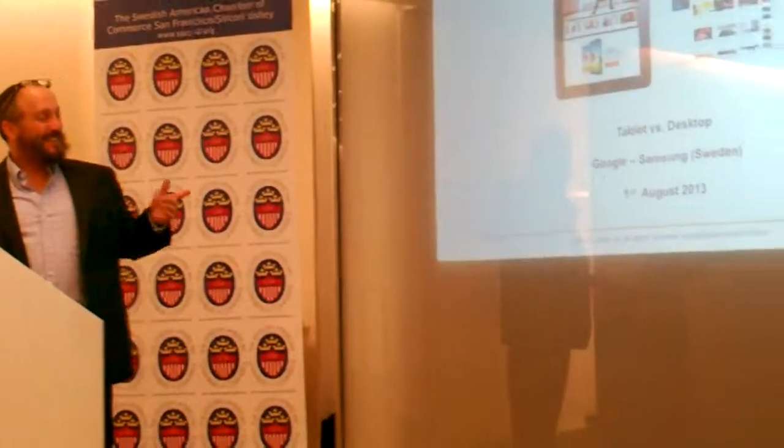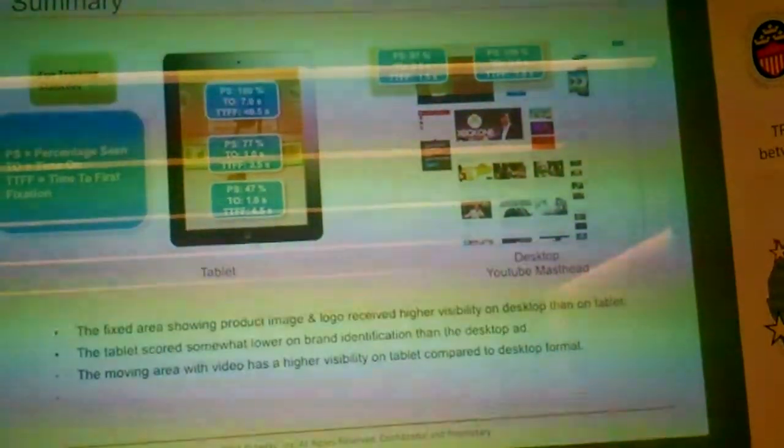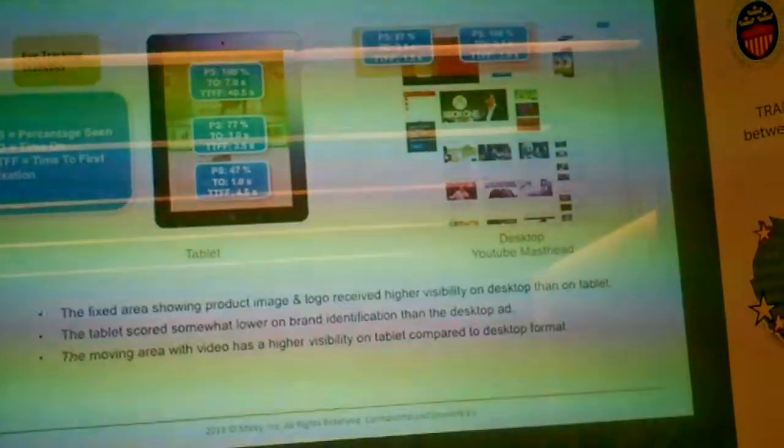Yeah, that's funny. And this is just a comparison. You can see that the fixed area showing the product image and the logo was higher on the desktop than the tablet. And the moving area on the video was higher on the tablet than the desktop. So you can really identify what's working, what's not, how to improve it.